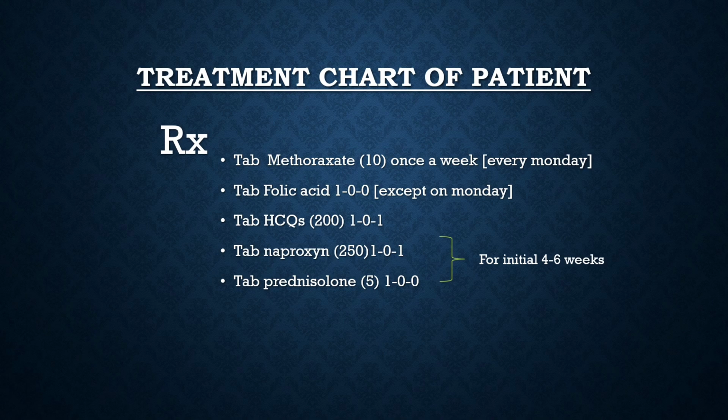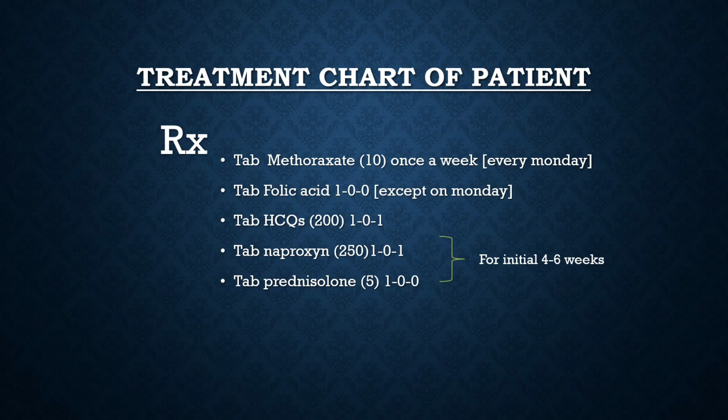Now this is the treatment sheet of one patient which I describe for the explanation. If the patient presents initially, we can give methotrexate 10 mg once a week, like every Monday. We have to give folic acid along with methotrexate to prevent its side effects, but we don't have to give the folic acid on the day of methotrexate. So we don't give folic acid on Monday if we are giving the methotrexate on Monday. HCQS is 200 mg BD.